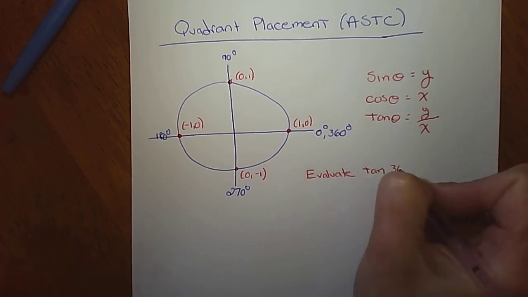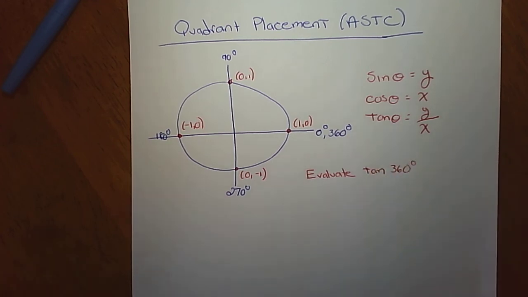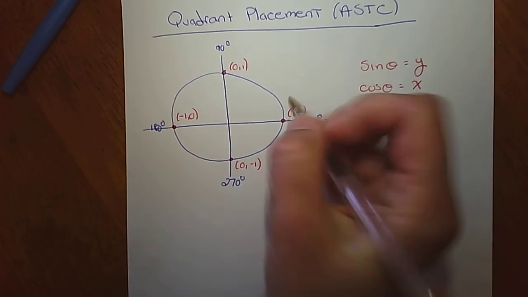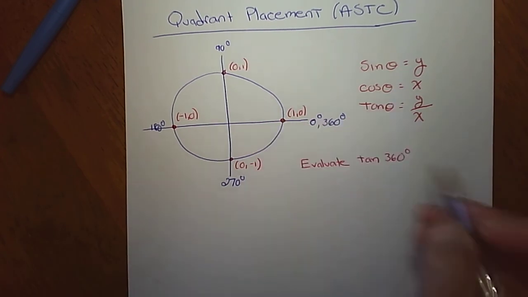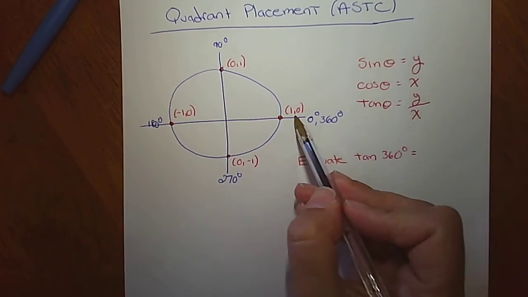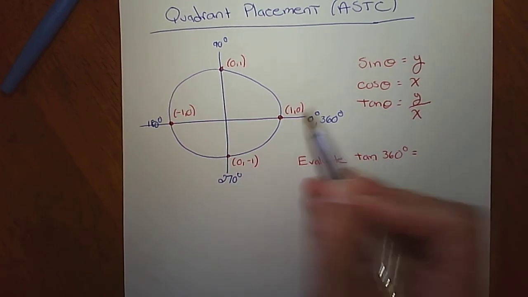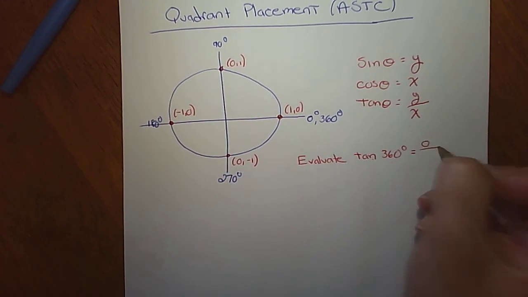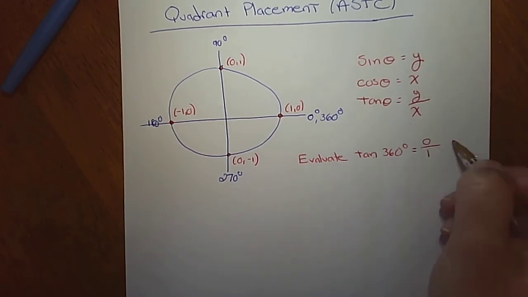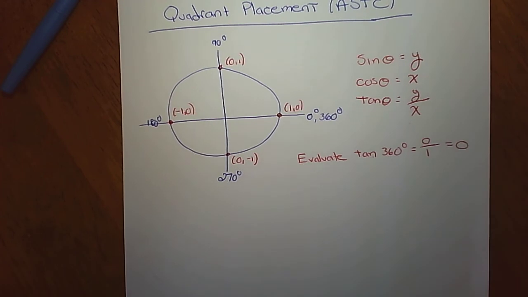Tangent of 360 degrees. So quick recap, 360 degrees would put me at this point right here. Tangent is y over x. So what I would do is go to this point. The y coordinate is 0. The x coordinate is 1. And what is 0 over 1? That would be 0. Right?